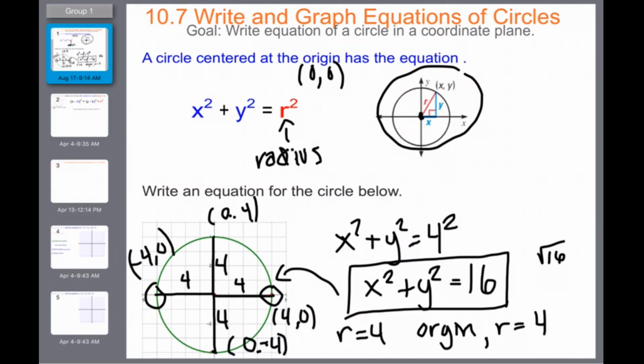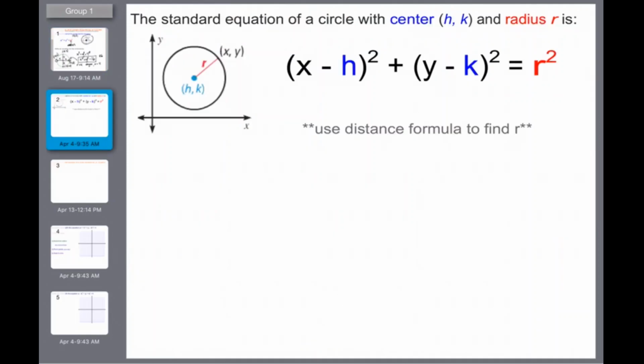All right, but our circles aren't always going to be centered at the origin. So we have an adjustment formula for when we are dealing with circles that are not centered at the origin. The only adjustment here is we have 2 new variables, h and k, which help us move our center in a different direction on our coordinate plane. The r squared stays the same. The radius part of our equation is going to be the same.